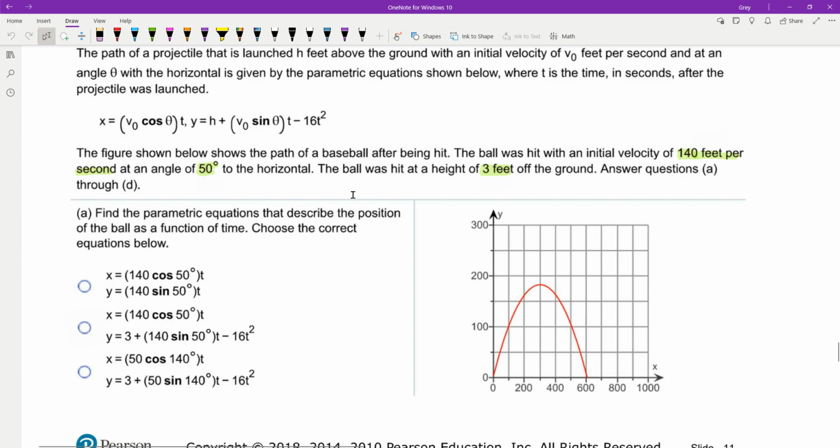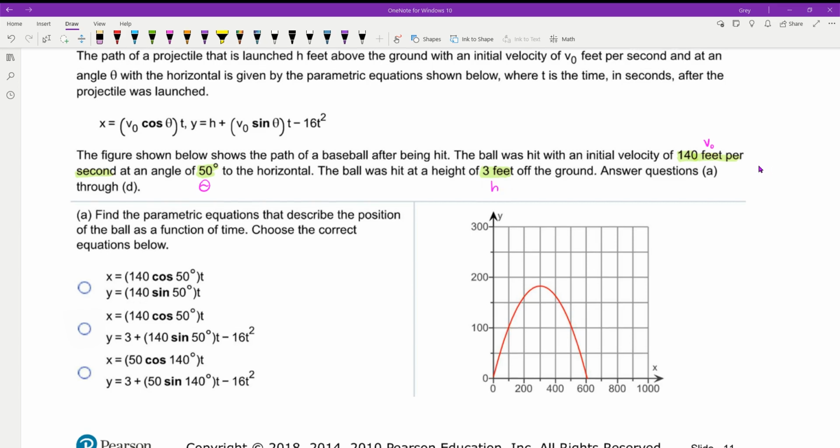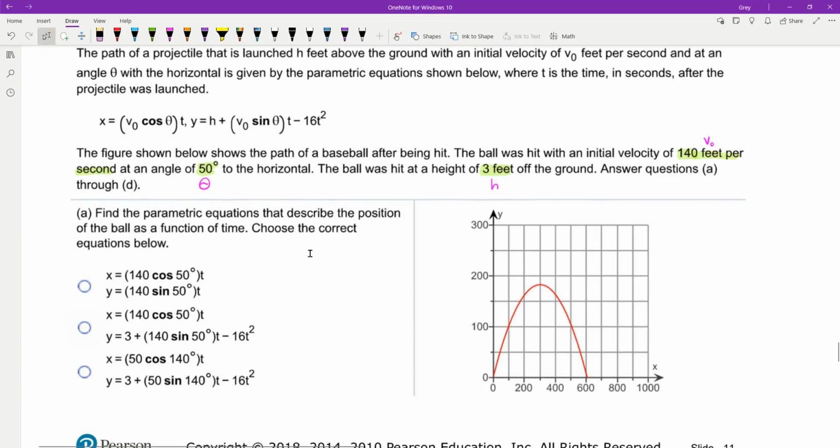The figure shown below shows the path of a baseball after being hit. The ball was hit with an initial velocity of 100 feet per second. That's v sub 0, my initial velocity, at an angle of 50 degrees to the horizontal. That's my theta. The ball was hit at a height of 3 feet off the ground. That's my h. So, answer questions A through D.